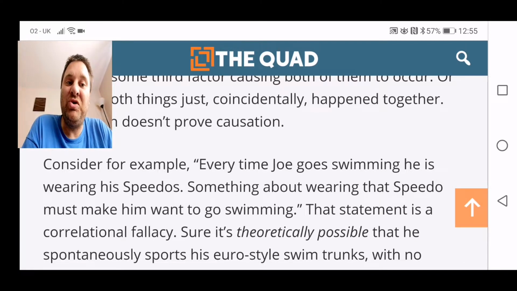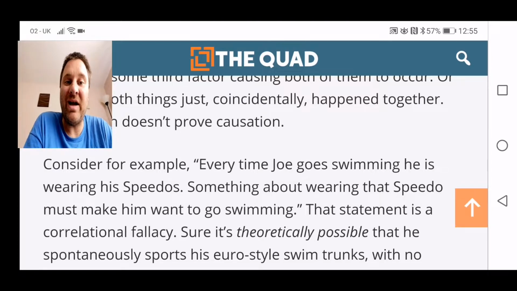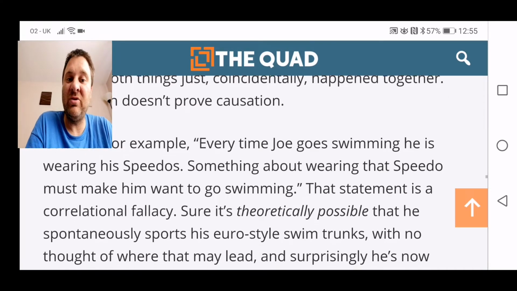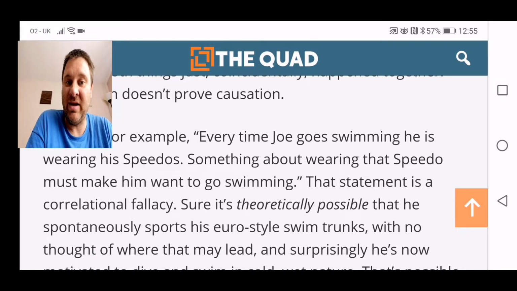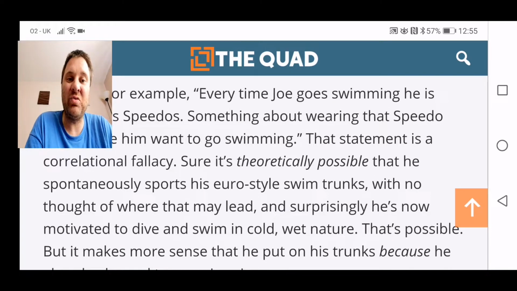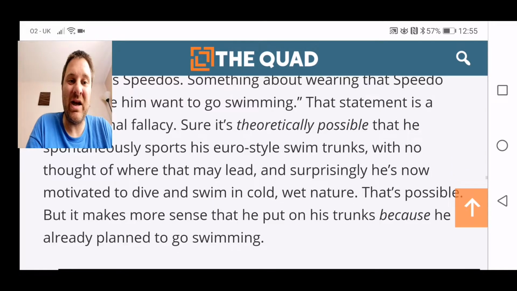Consider, for example, every time Joe goes swimming, he's wearing his Speedos. Something about wearing that Speedo must make him want to go swimming. That statement is a correlational fallacy. Sure, it's theoretically possible that he spontaneously sports his Euro-style swim trunks with no thought of where that may lead, and surprisingly, he's now motivated to dive and swim in cold, wet nature. That's possible, but it makes more sense that he put on his trunks because he already planned to go swimming.